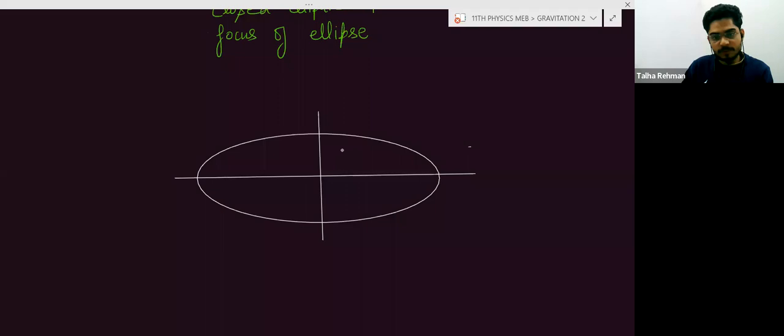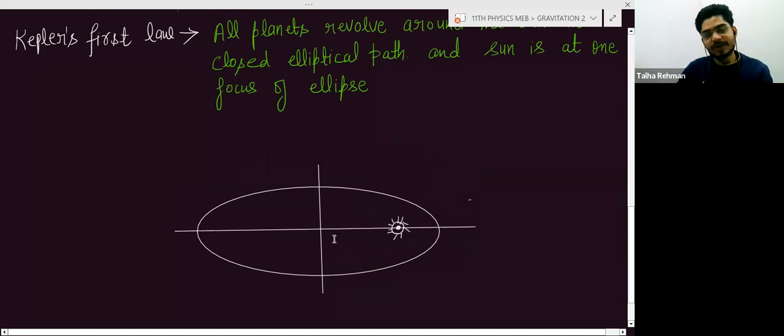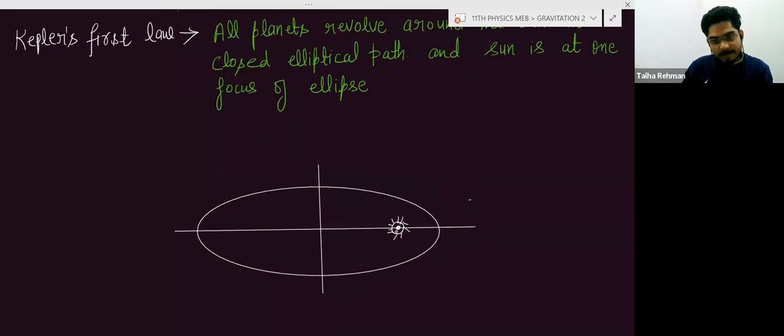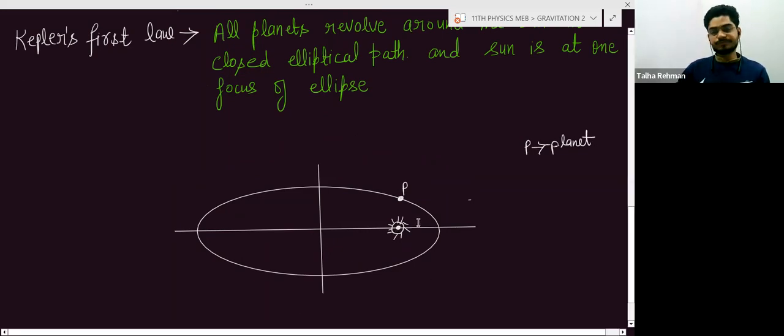So this is one of the foci, suppose. And here is the sun. The sun is situated at one of the foci. I have taken this focus; you can take this focus also. Suppose this is the planet P, P means planet. This planet is revolving around the sun in this path, like this, in the elliptical orbit.